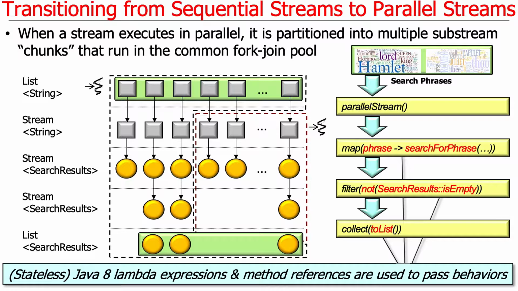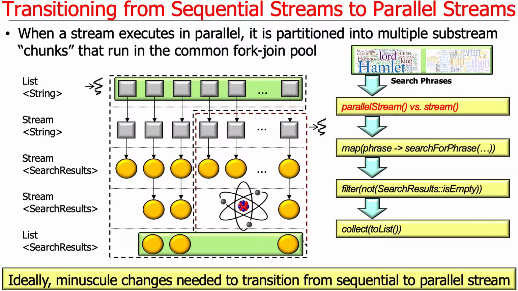One of the key things to always keep in mind whenever you program this kind of abstraction is to use stateless lambda expressions and stateless method references to do the behaviors. And if you follow that simple advice, then life is much easier because worrying about synchronization and race conditions is a hazard, as we'll see shortly. So if you keep your behaviors stateless, then you typically can make very minuscule changes, going from stream to parallel stream or vice versa, to switch from a sequential stream to a parallel stream. Now, sometimes there's more to it than that, but that's the first cut.